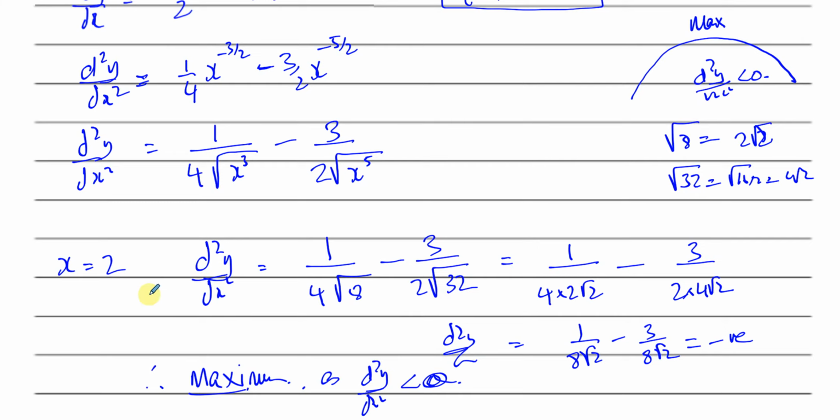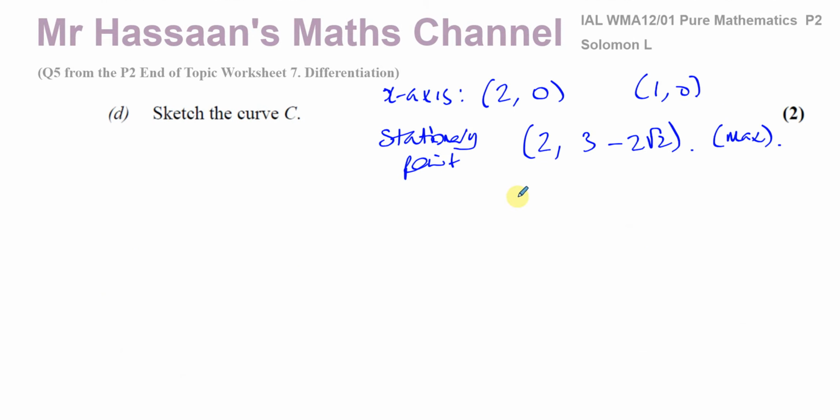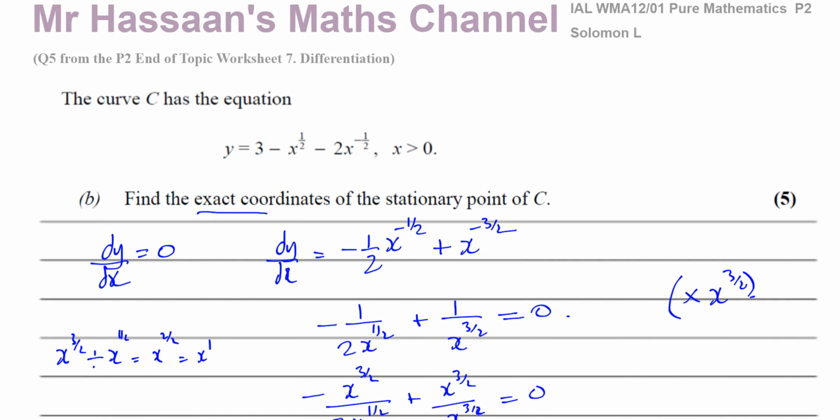The next part of the question tells us to sketch the curve, so I'm going to do that on the next page. We have the information about the curve that we know that it crosses the x-axis at 2, 0 and 1, 0. It has a stationary point at 2, 3 minus 2 root 2, and also the value of x for this curve must always be greater than 0 as stated. Let me take this over across there so that we can see it clearly.